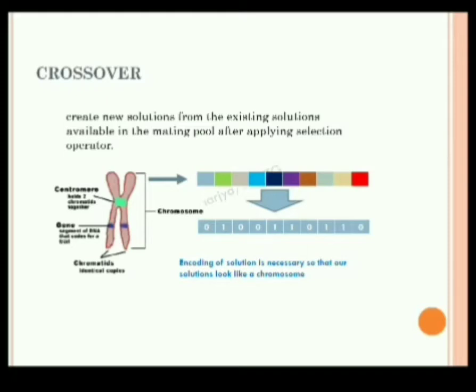How is the encoding implemented? It is the process of representing a solution in the form of a string that conveys the necessary information, just as in a chromosome. Each gene controls a particular characteristic of the individual. Similarly, each bit in the string represents a characteristic of a solution.